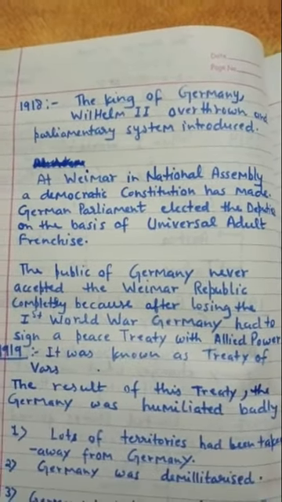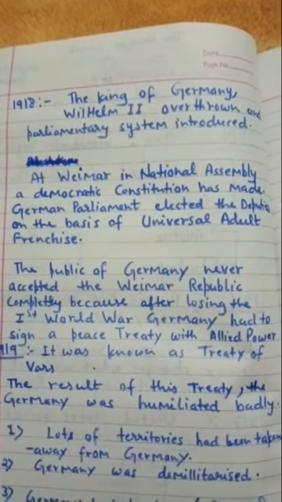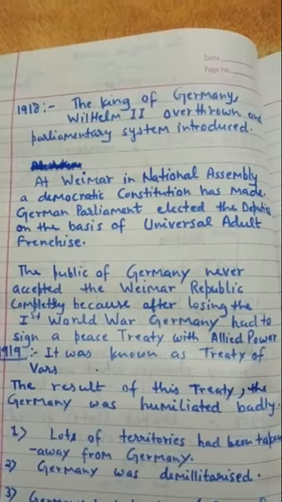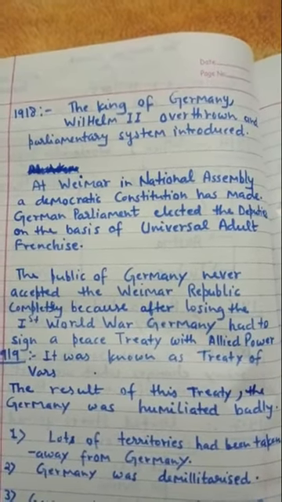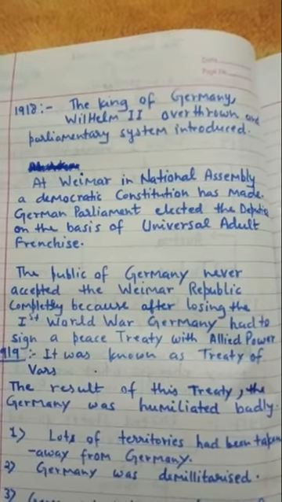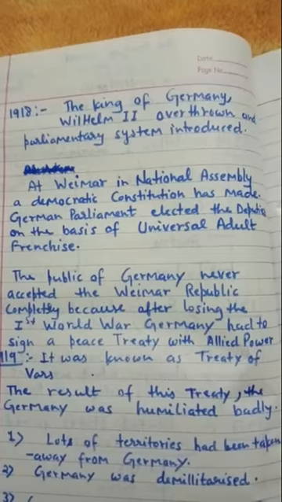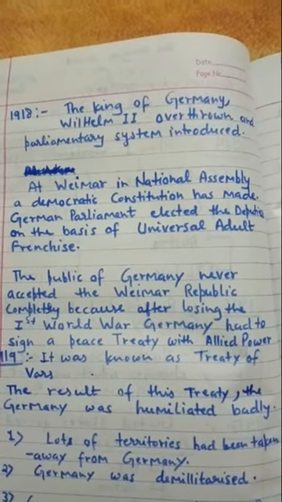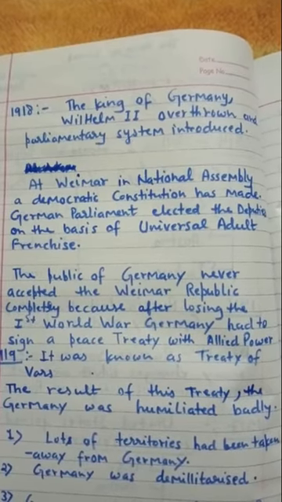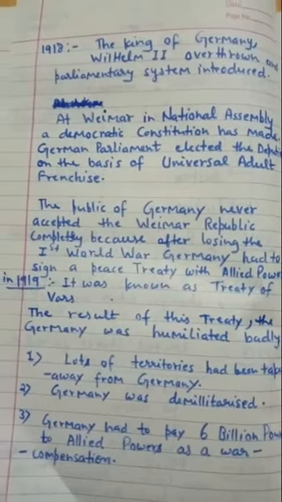Now, at Weimar, in the National Assembly, a democratic constitution was made. The German parliament elected deputies on the basis of universal adult franchise. It means in 1918 in Germany, at Weimar, the National Assembly was conducted, and under universal adult franchise, deputies were elected for the National Assembly. We are talking about Germany.